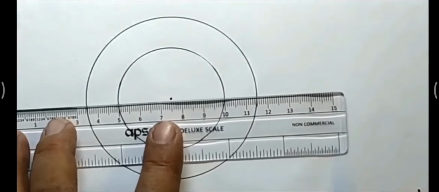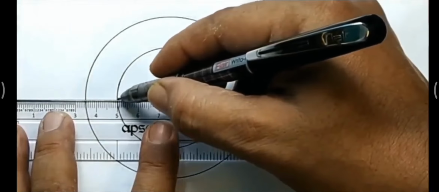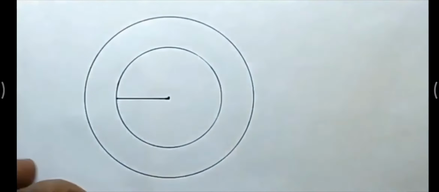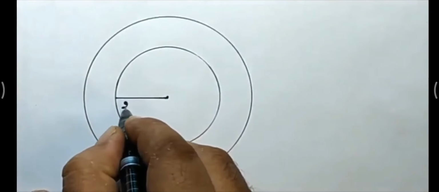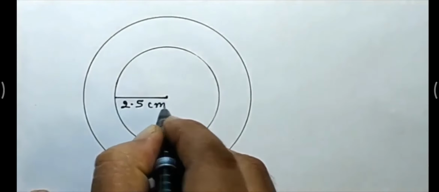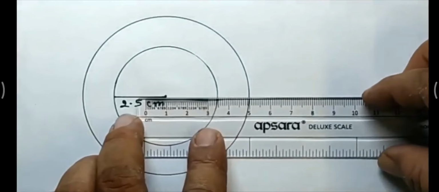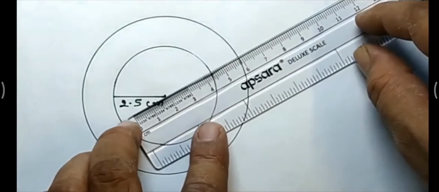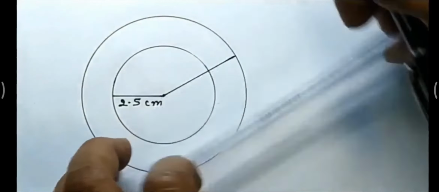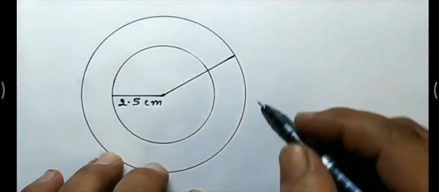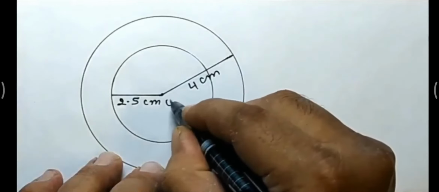Now we will draw the radius here from the center. Now this radius is of the interior circle. This is 2.5 centimeter radius here, 2.5 centimeter. This is the interior. Now the second radius of the outer circle I am drawing from the center to a point on the circle. Now this is 4 centimeter. Now I will write here 4 centimeter. The length of this radius is 4 centimeter, and I have marked O.